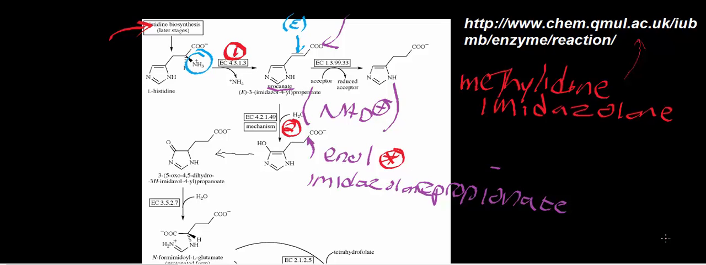But what's going to happen is the enol imidazolone propionate is going to tautomerize. Notice this particular group right here is your enol part of the molecule, and again, we're just looking at one resonance structure. We can draw multiple resonance structures, and in fact, the double bond character exists throughout the entire imidazole ring.